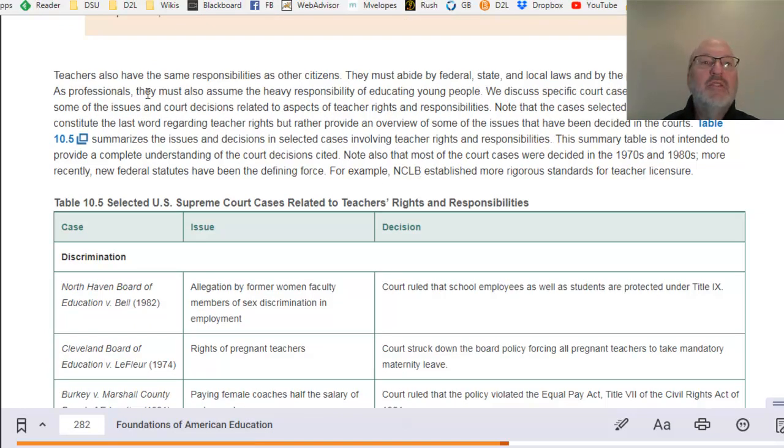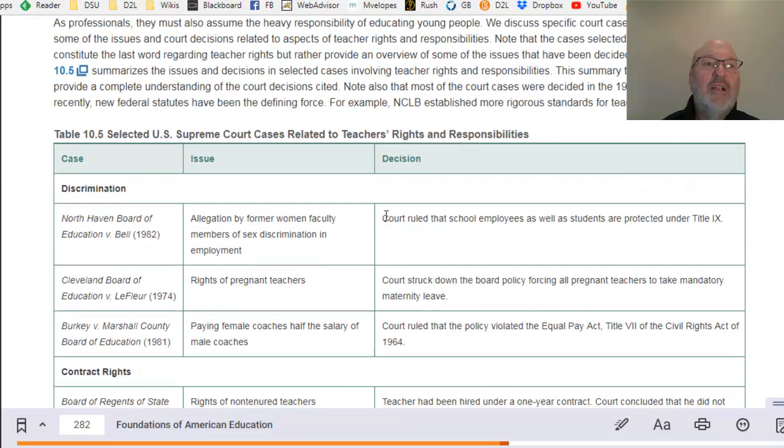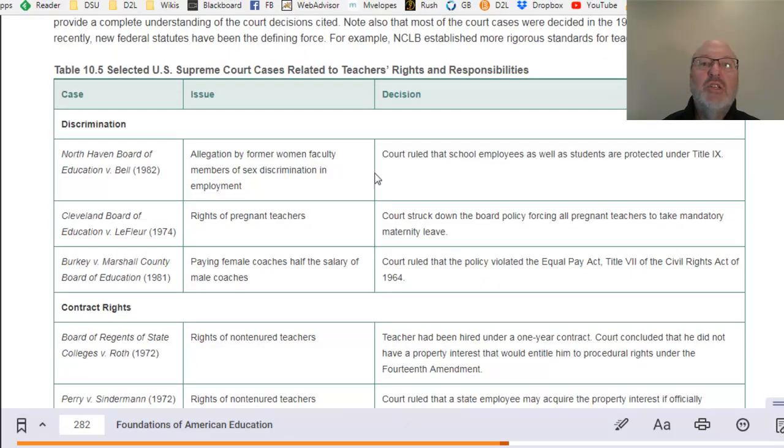Provisions of contracts, the provision that they also assume heavy responsibility in educating young people. And here's a whole bunch of case laws that we got there. Here's ones on discrimination from 82. Court ruled that school employees as well as students are protected under Title IX. In other words, you couldn't discriminate based on gender. Anytime you see this word, court ruled, meaning a court case, meaning somebody spent a ton of money to make that happen.